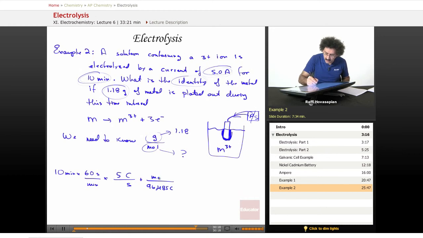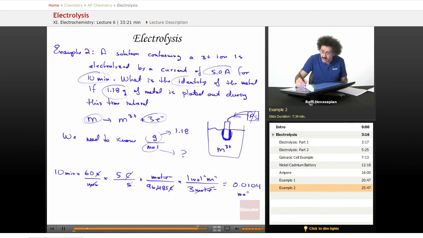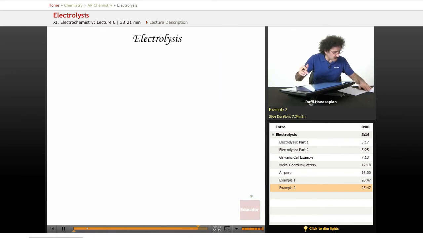times 1 mole of electrons per 96,485 coulombs, times 1 mole of metal per 3 moles of electrons, because 1 mole of metal comes from the transfer of 3 moles of electrons. That's it. Minutes, seconds, coulombs, moles of electrons cancel. I'm left with moles of metal, and my final answer is going to be 0.0104 moles of metal.